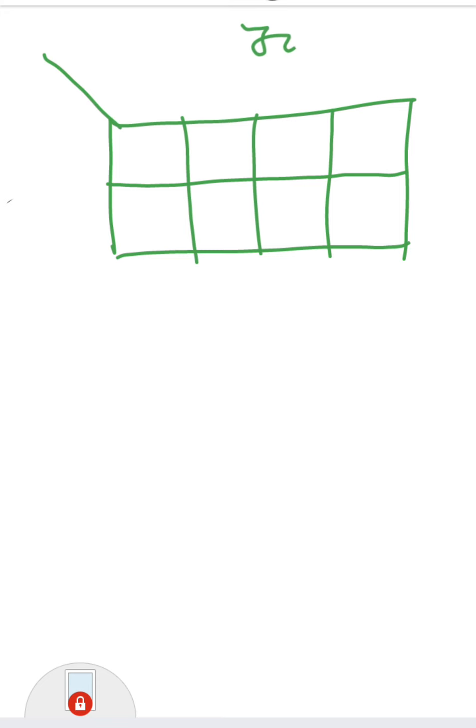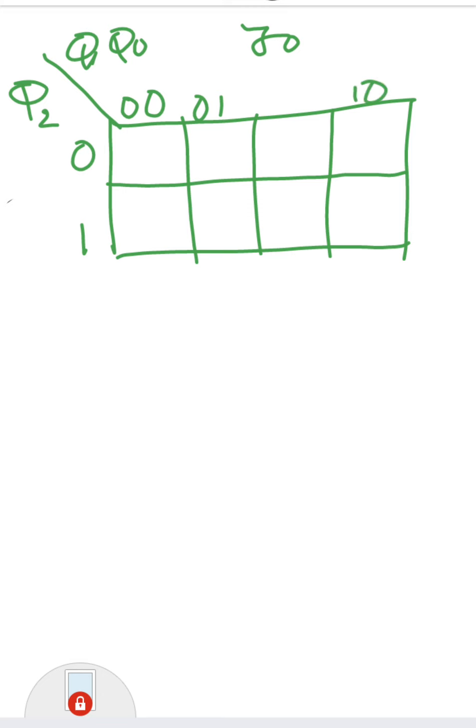To find J0, inputs are Q2, Q1, Q0: 0, 1, 0, 0, 0, 1, 1, 0 and 1, 1. Now 0, 0, 0, 1 and 0, 1, 1, 0, 1, 1 is don't care. The next is 1, 0, 1, the value is don't care. The last is 1, 1, 0, 1, 1, 0, the value is 0. Now the other boxes you can represent using don't cares.